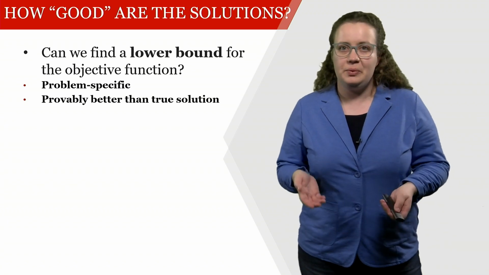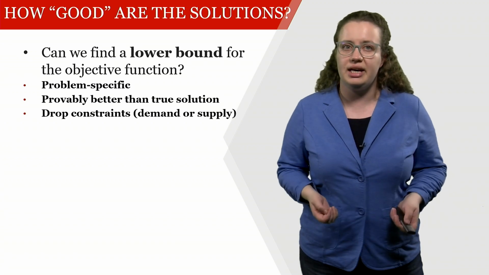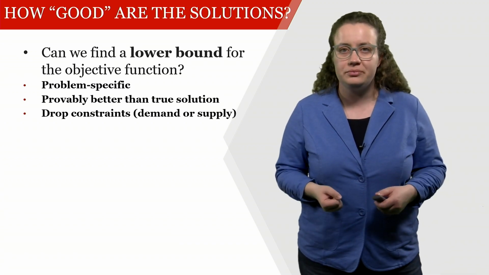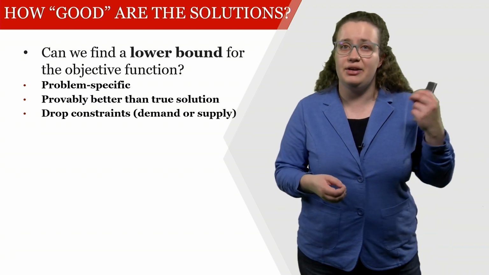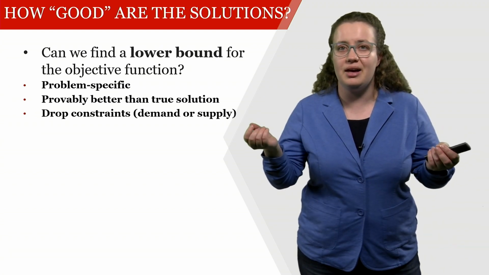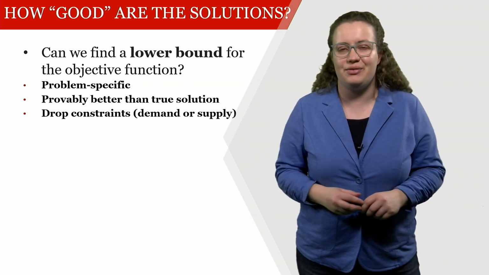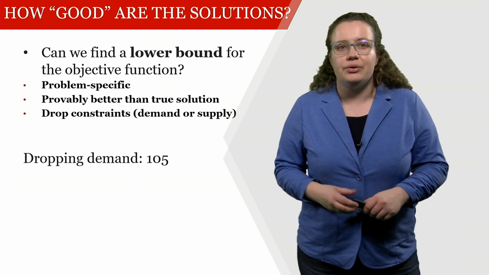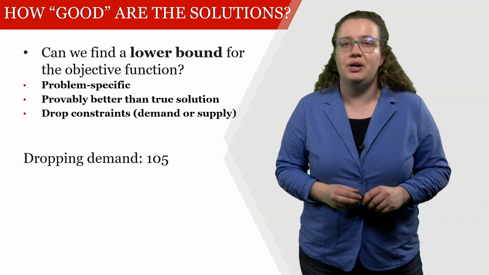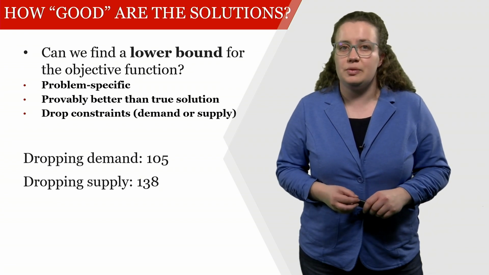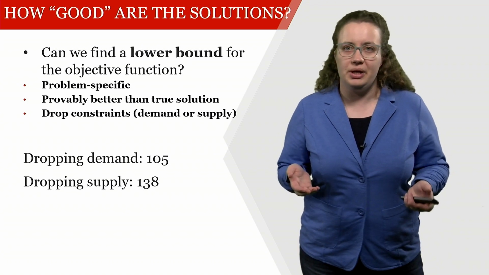So one option that we always have is we can always drop constraints. And in this case, a natural candidate is dropping demand or supply, which is really very simple in this case, because if we only have demand or if we only have supply, then we really just have to send them to the cheapest option to ensure that everything is covered. So if we drop the demand constraint and only keep the supply constraint, we have costs of 105. If we drop the supply constraint, we get costs of 138. So which of them is now the better bound?